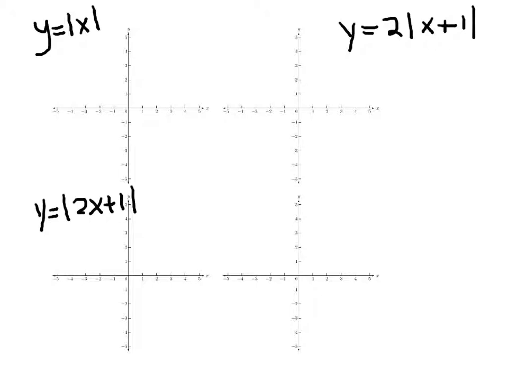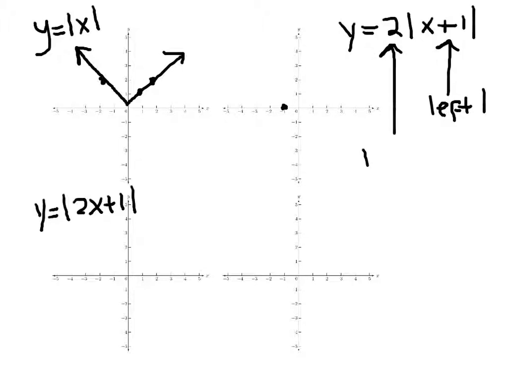Here's our base graph, y equals absolute value of x, with points at 1, 1, and negative 1, 1, and positive 2, 2, and negative 2, 2. If I were to add in this shift right here, it is going to move the whole graph to the left 1. And so it's going to start here. And then this 2 right here is going to do what's called a vertical stretch.